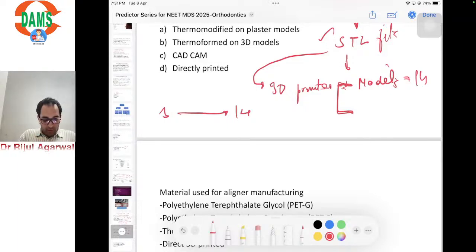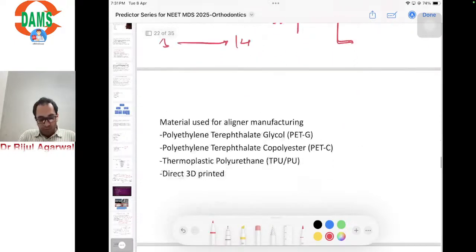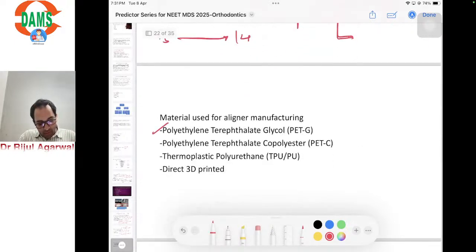Okay, so what will those sheets be made of? They will be made of the following material. Earlier, around 2002-2003, when aligner technology came up in the world, traditionally we used two sheets, PET-G and PET-C. PET-G stood for polyethylene terephthalate glycol.